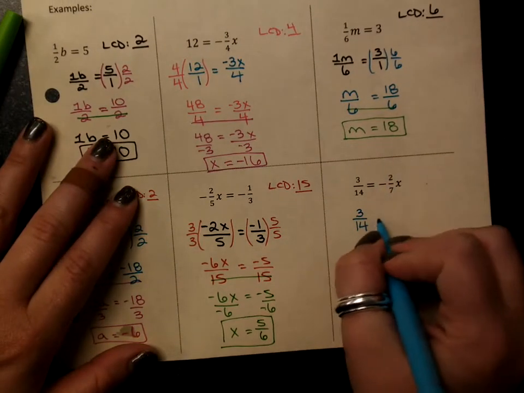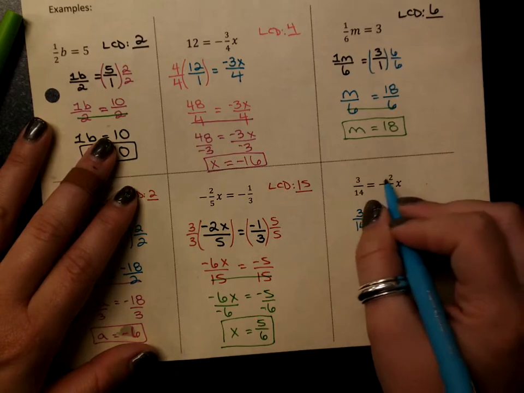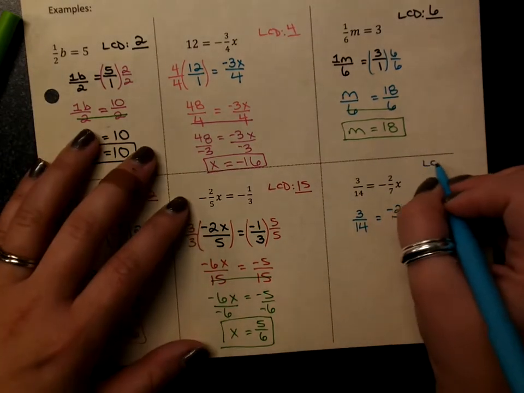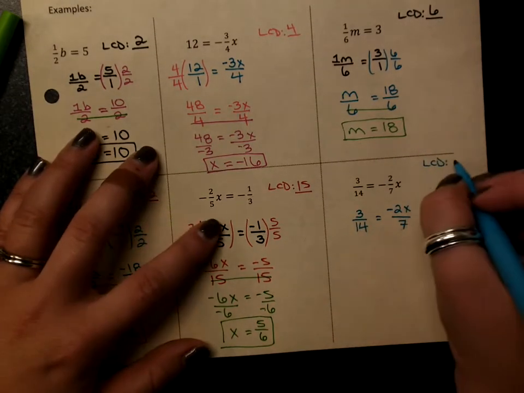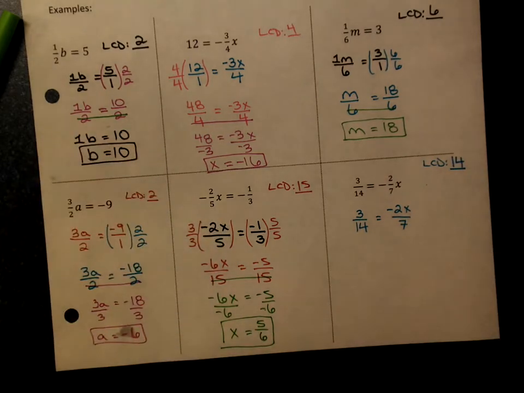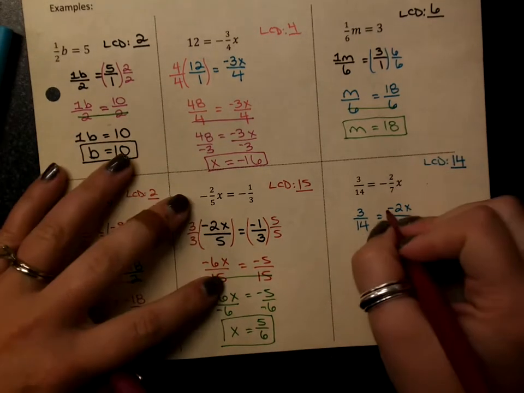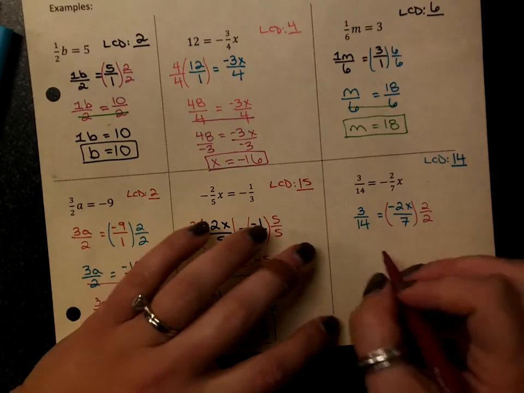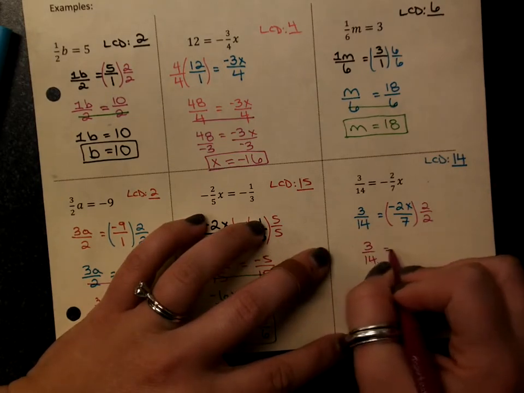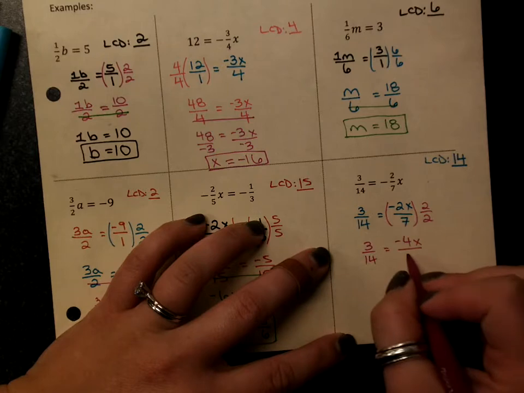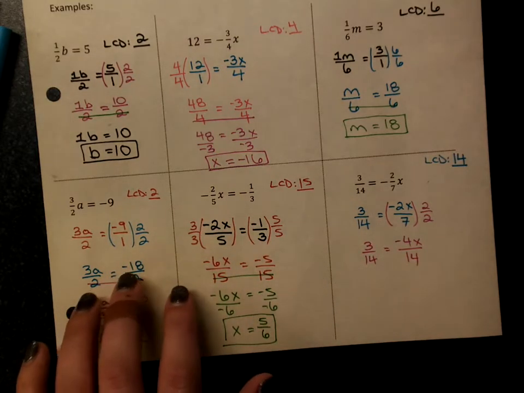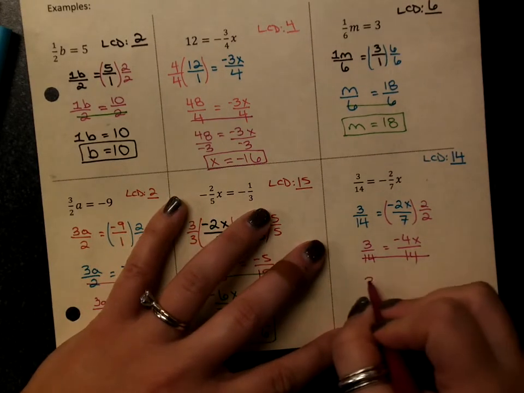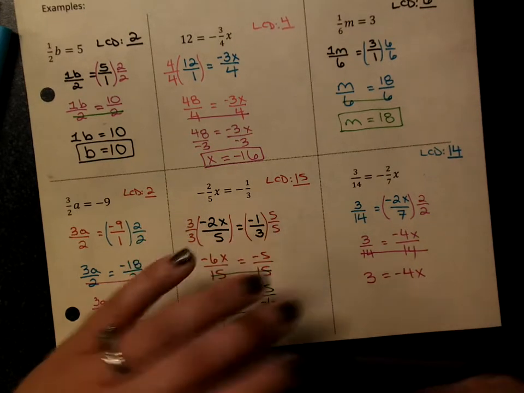3 over 14 equals negative 2x. Put all that up top, over 7. Now we're going to look for an LCD between 14 and 7. That would be 14. So we're going to multiply this one by 2 over 2 to make 14. That would be 3 over 14 equals negative 4x over 14. And then we can eliminate the 14, so we have 3 equals negative 4x.